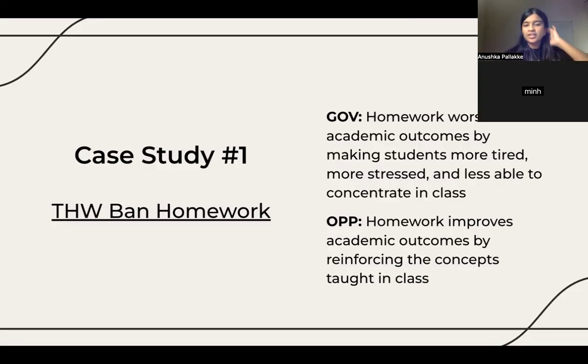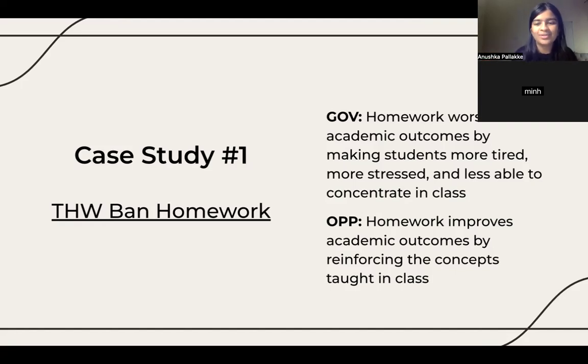So first, let's look at case study number one, which is how this house would ban homework. A general gov case would be: okay, homework worsens academic outcomes by making students more tired, more stressed, and less able to concentrate.